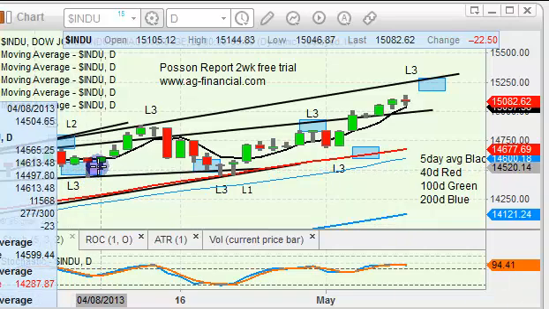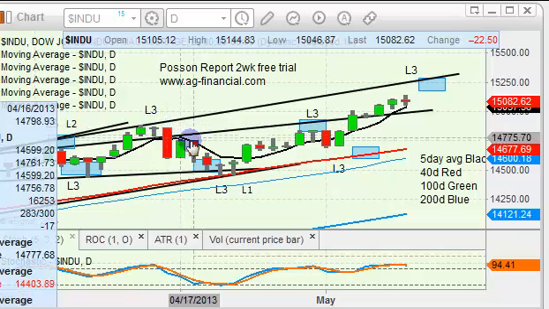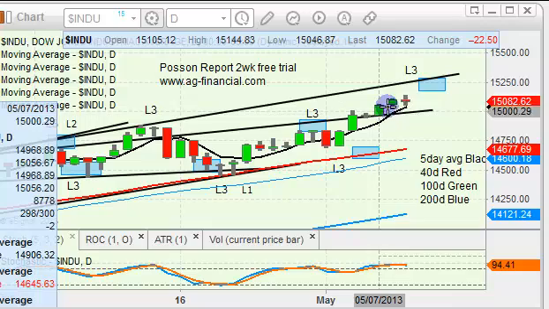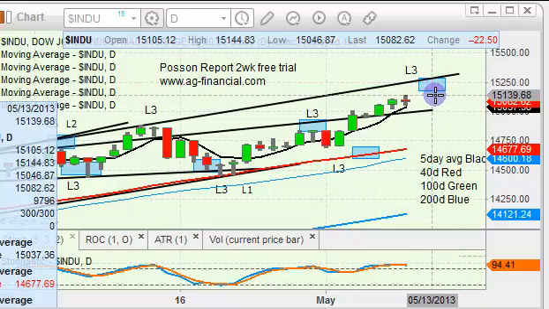And you can see we had an L3 bottom, it rallied into an L3 top, pulled back to an L3 bottom, rallied to an L3 top, pulled back to an L3 bottom, and it's now rallying into the forecast for an L3 top next week.